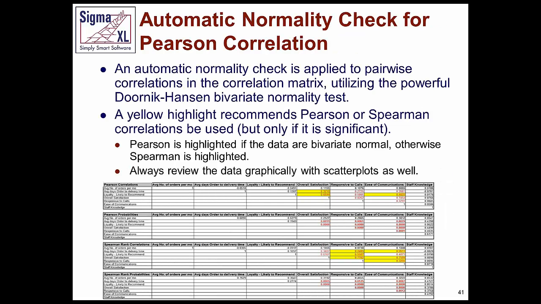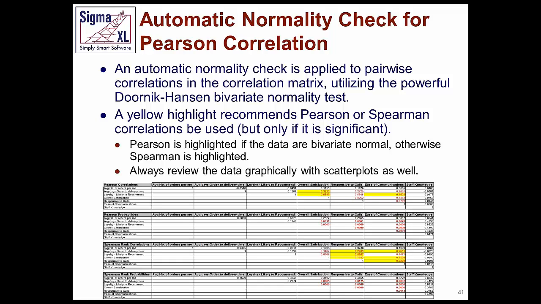If you're doing a correlation study and the data are bivariate normal, then we recommend Pearson. If the data are not, and that can be due to non-normality or due to outliers, then we're recommending the non-parametric Spearman. Now, please note that the only correlations that will be highlighted are significant correlations. If the correlation is not significant, then there will not be a yellow highlight.